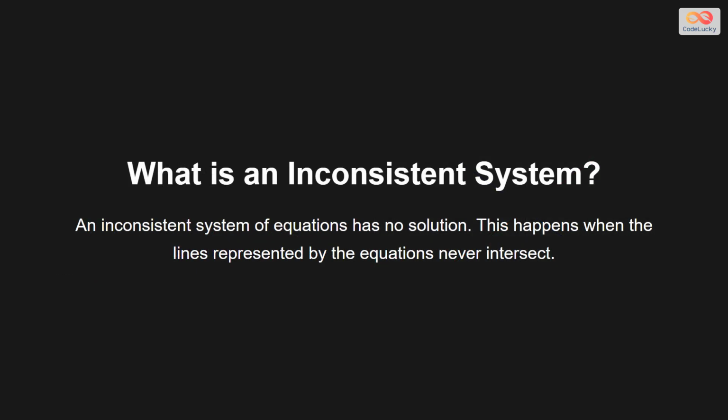Now, let's introduce the main topic: inconsistent systems. A system of equations is called inconsistent if it has absolutely no solution. This occurs when there is no single point that can satisfy all the equations in the system. When we graph these equations, the lines will never, ever intersect.